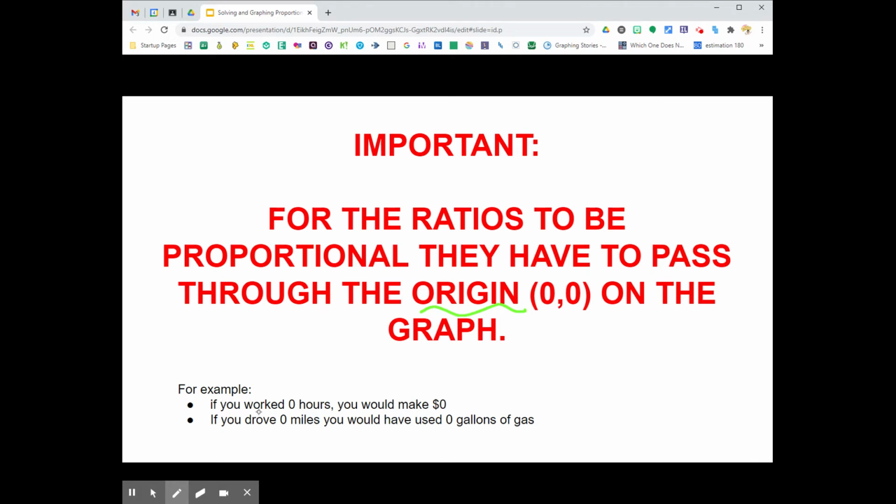So down here, I gave you some examples that just make sense. So if you make an hourly wage, if you're working and you make money per hour, but you work 0 hours, you're going to make $0. If my car's sitting in my driveway and I'm not driving it, I've gone 0 miles. And if I've gone 0 miles, then I've used 0 gallons of gas. So it makes sense that if something's proportional, it should have the coordinate pair 0, 0. If your X is 0, your Y should be 0. And just like in that last graph we did, the line went through the origin, and so it is proportional.